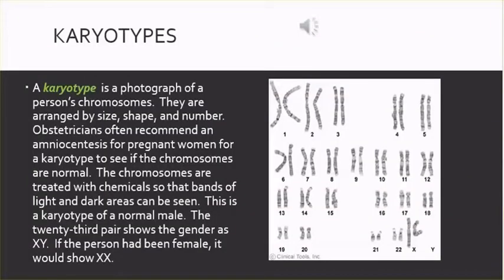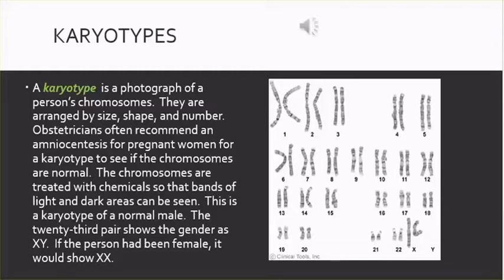Karyotypes. A karyotype is a photograph of a person's chromosomes. They are arranged by size, shape, and number. Obstetricians often recommend an amniocentesis for pregnant women for a karyotype to see if the chromosomes are normal. The chromosomes are treated with chemicals so that the bands of light and dark areas can be seen.